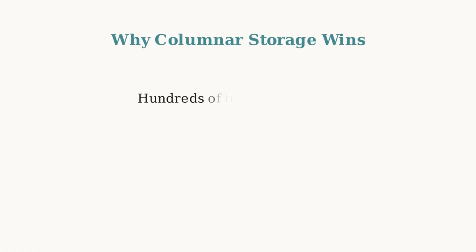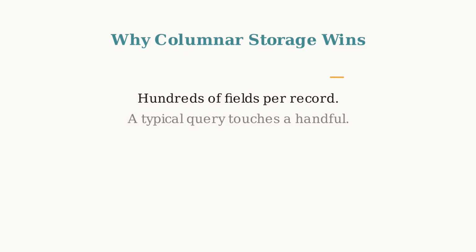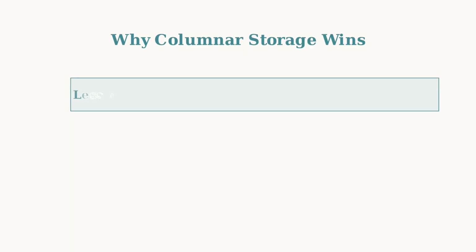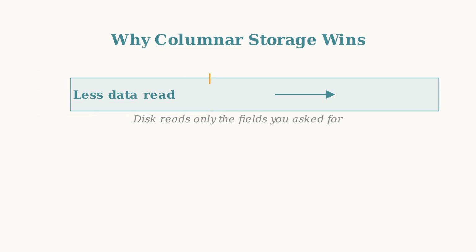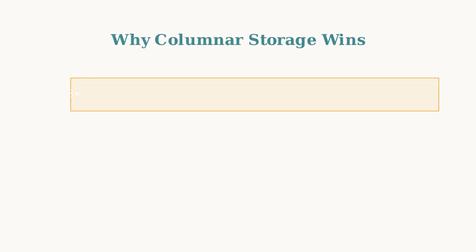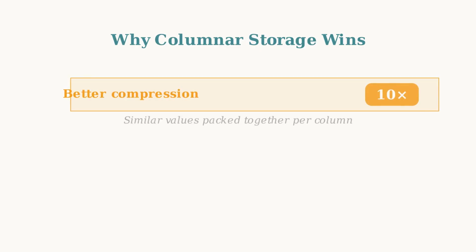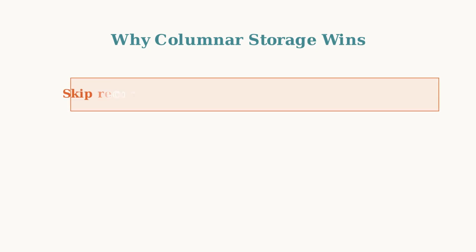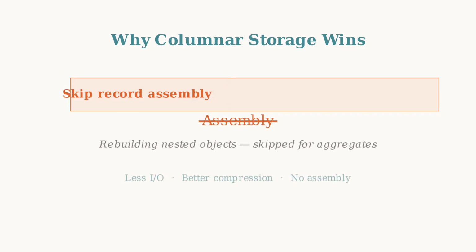Pause on that for a moment. A typical dataset at Google might have hundreds of fields per record. A typical query touches a handful. Columnar storage means the disk reads only the fields you asked for. Compression works better because each column has similar values packed together. And record assembly, the expensive step of rebuilding nested objects, can be skipped entirely if your query just needs aggregates. Everything compounds.